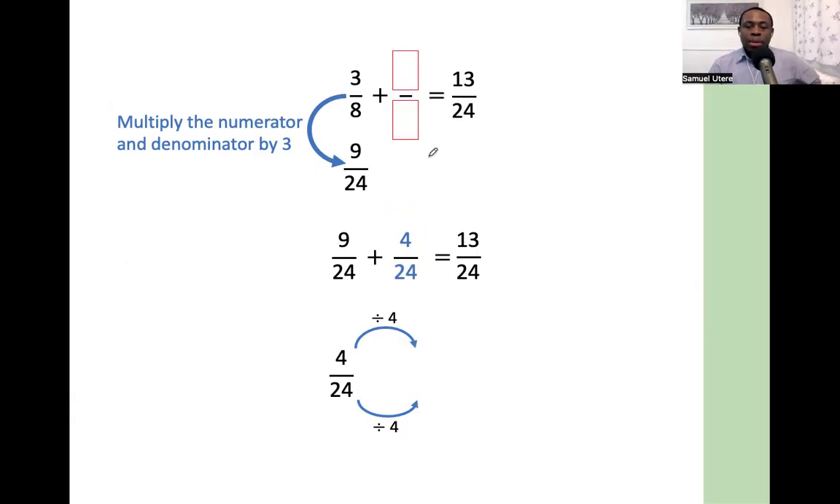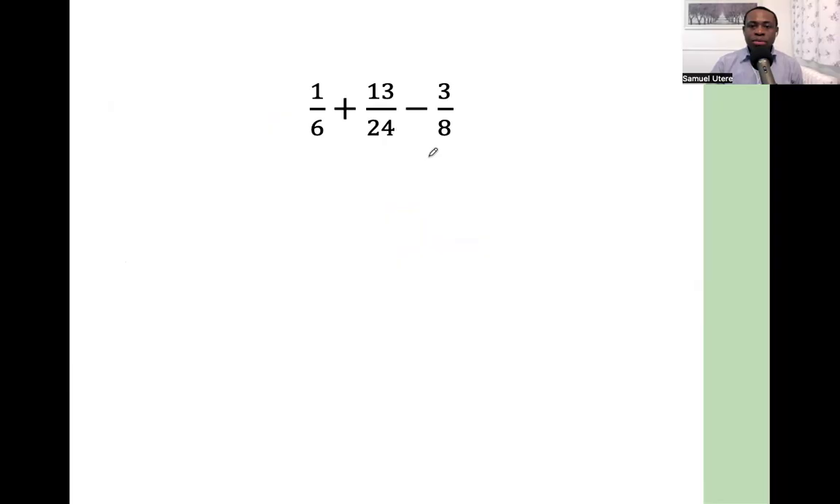Okay. And when you look at this, you would see that it is equivalent to 1/6. So if we want to rewrite the calculation, we could say 3/8 plus 1/6 is equal to 13 over 24. What about this one?